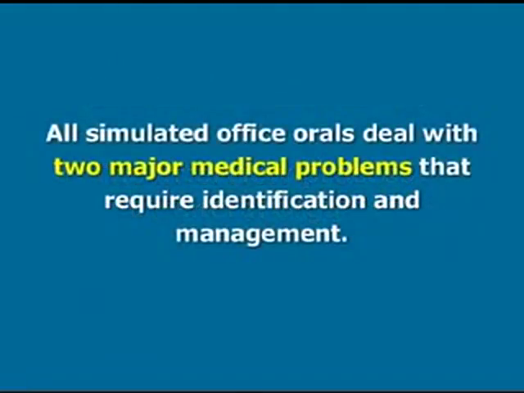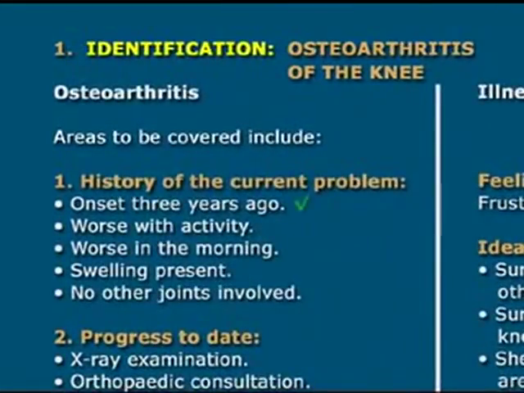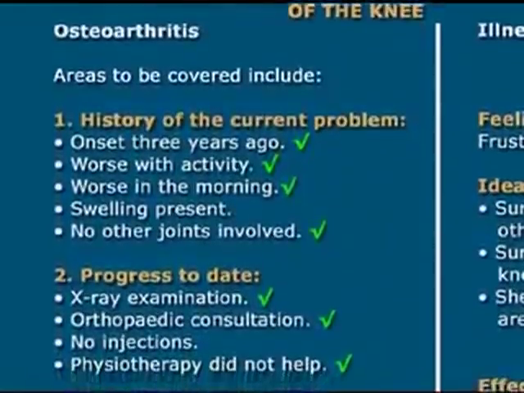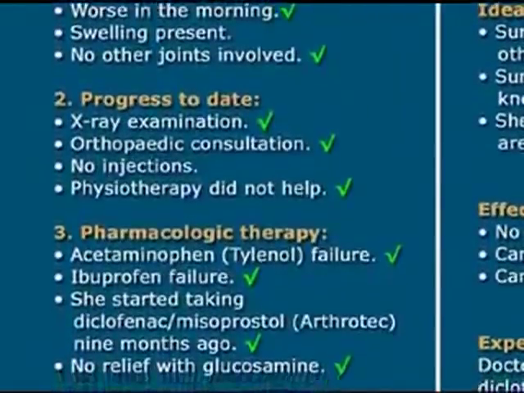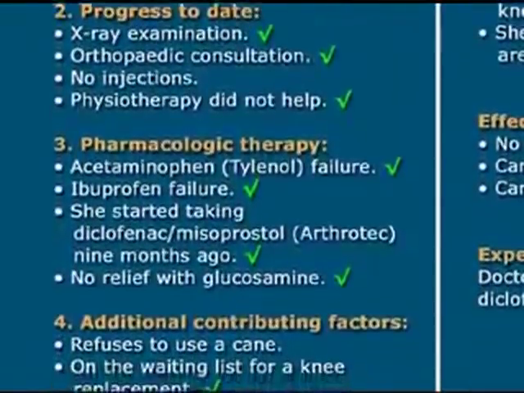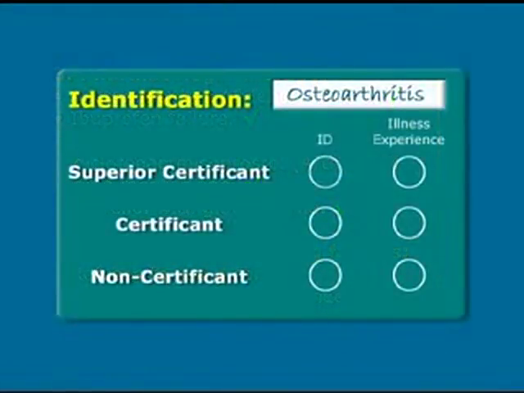All simulated office orals deal with 2 major medical problems that require identification and management. In the case you have just viewed, Ms. O'Brien's first concern was her osteoarthritis of the knee. As you see, Dr. Cohen covered at least 50% of the points listed under each heading in bold in the left column. He would then be considered a superior certificate for the identification of the first problem.